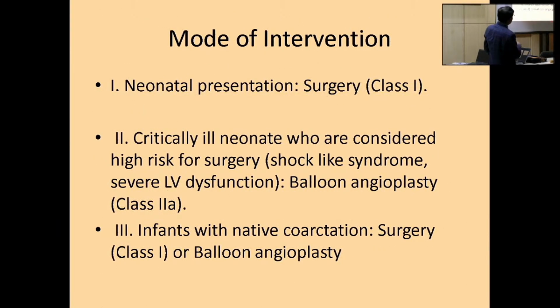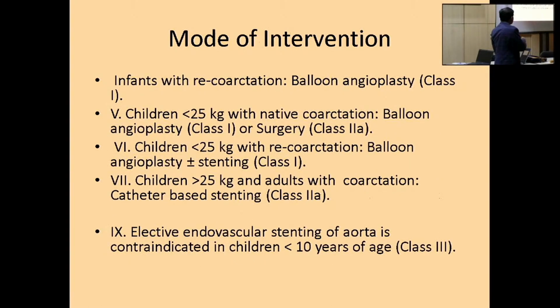Mode of intervention: neonates go for surgery. Critically ill patients who are not fit for surgery go for a balloon dilatation. Infants or young children will go for a balloon dilatation. Older children, more than 25 kg, can go for a stent. That's all for the coarctation.